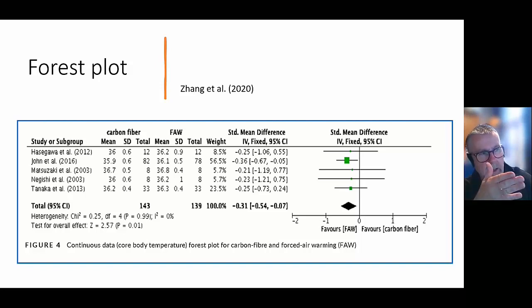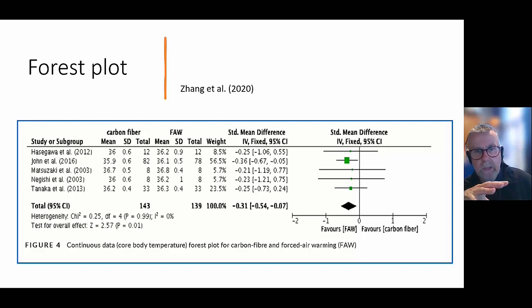Crossing the line means that within that 95% range of what you might call plausibility values, 0, no difference, is a plausible result, and that's why that line is of particular interest. Now, as indicated by the black diamond at the bottom, which is where all the data across the 5 papers has been pooled, the overall average indicates that the FAW process is better than the carbon fibre process. And more importantly, its width does not cross the 0 line, and so this overall result is statistically significant.